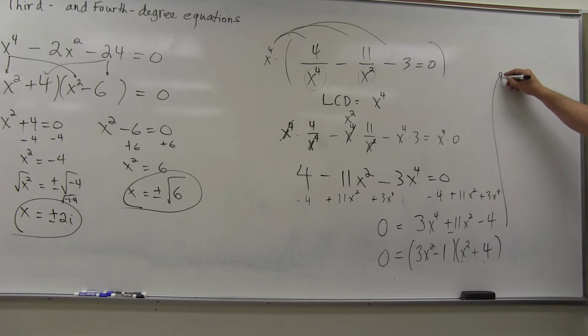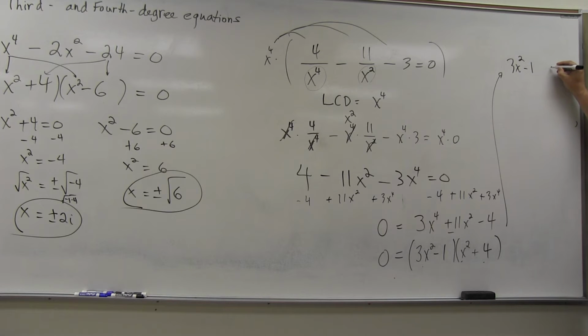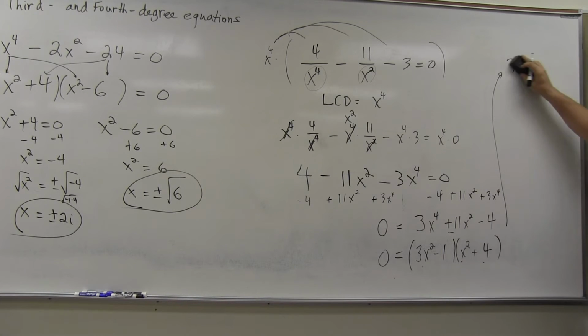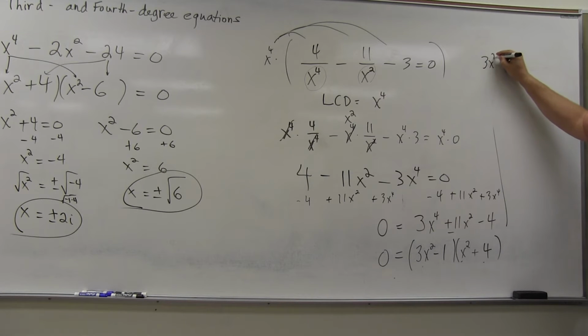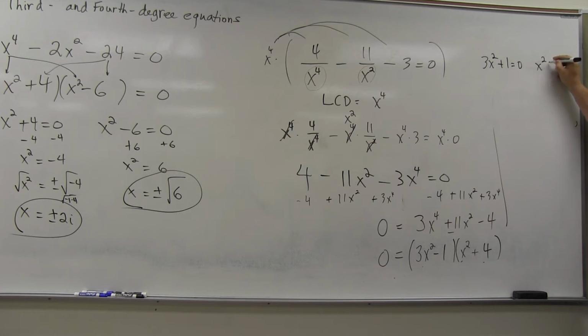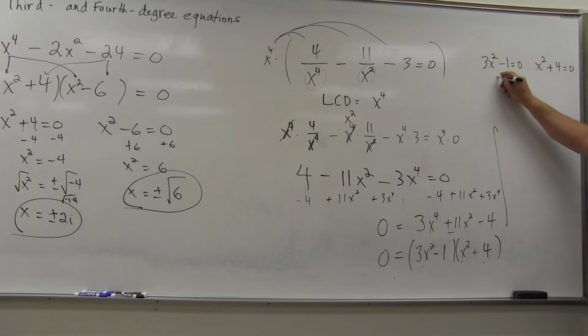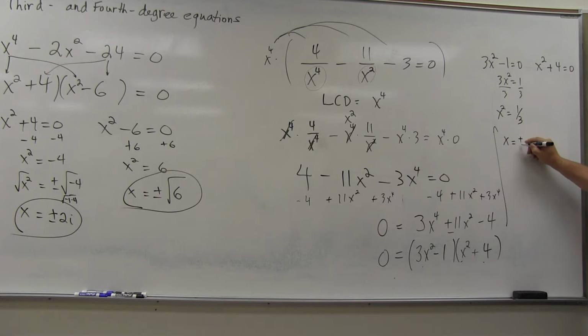All right, and so then we've got 3x squared minus 1 equals 0, and x squared plus 4 equals 0. Whoops, that's minus 1. 3x squared minus 1 equals 0, and x squared plus 4 equals 0. Those are just square root methods again. Add 1, divide by 3. So x squared is 1/3. x then would be plus or minus the square root of 1/3, right? And that's not going to simplify nicely.